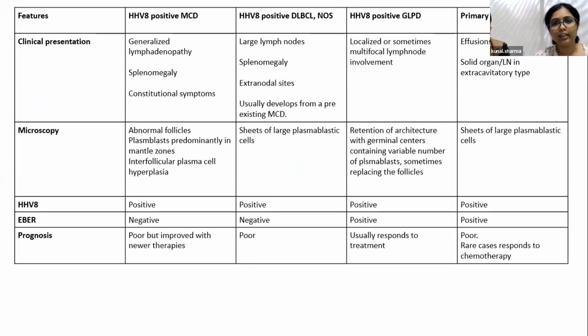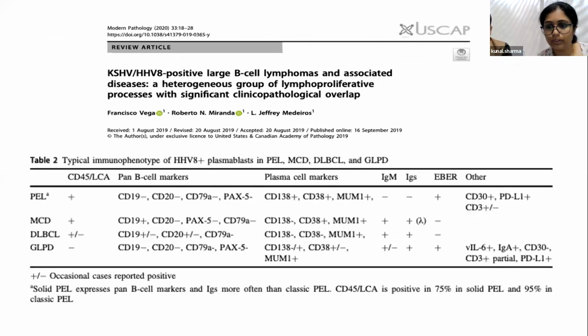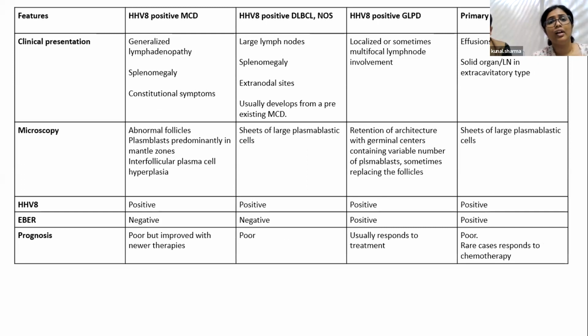I have just made a table where you can differentiate all these entities. In HHV8 multicentric Castleman's disease, there are abnormal follicles and there are plasmablasts predominantly in the mantle zone and in the interfollicular region, with interfollicular plasma cell hyperplasia. In HHV8 positive DLBCL, there are sheets of large plasmablastic cells. And in HHV8 positive GLPDs, there are plasmablasts within the germinal centers.